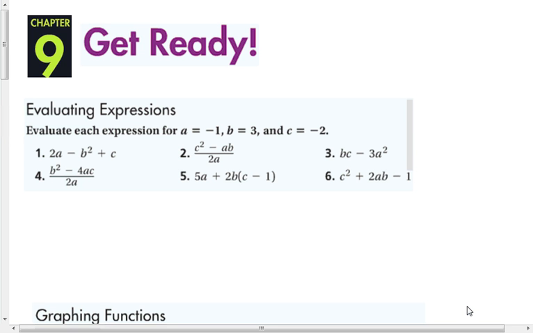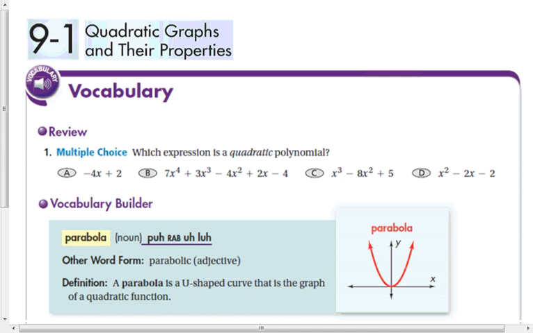Hey students, this is lesson 9.1. The Get Ready here is a good review of some important concepts. We're going to learn about quadratics here.